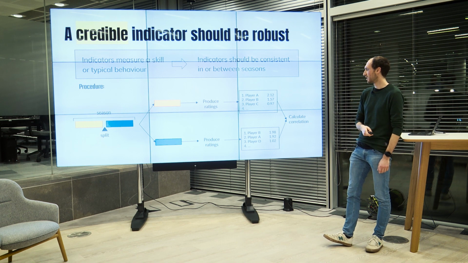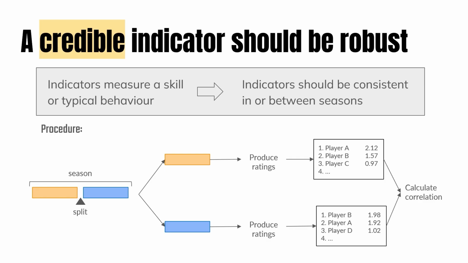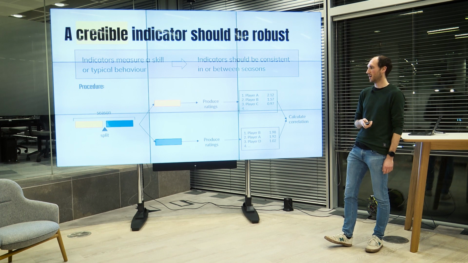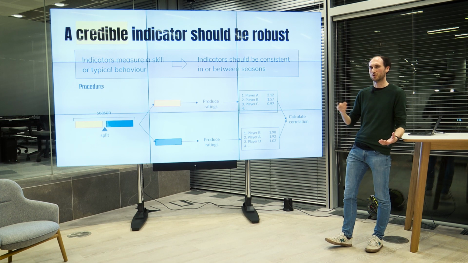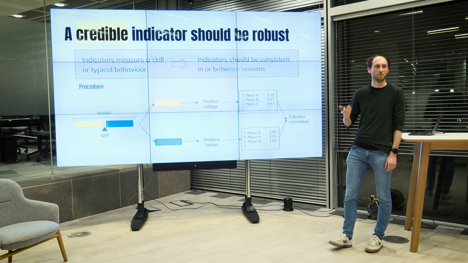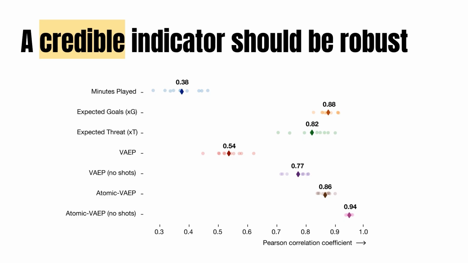Then the second consideration is how you compare the outputs on both subsets. That mostly depends on what the output of your indicator is. If the output is a rating, you can simply compute a Pearson correlation. But if the output is a vector, for example, when you're looking at the similarity between players and you're producing similarity vectors, then you can frame this as a nearest neighbors problem. To illustrate this, we looked at a few popular performance metrics.